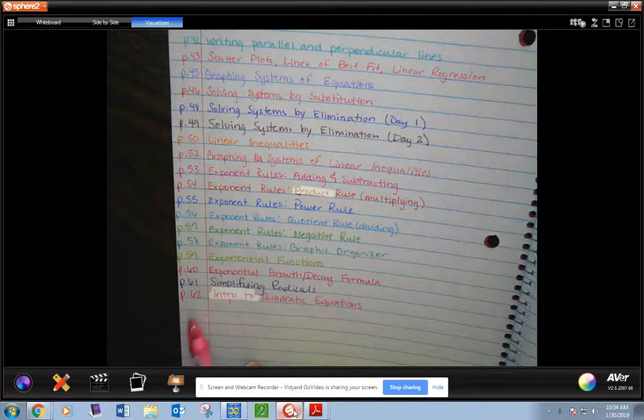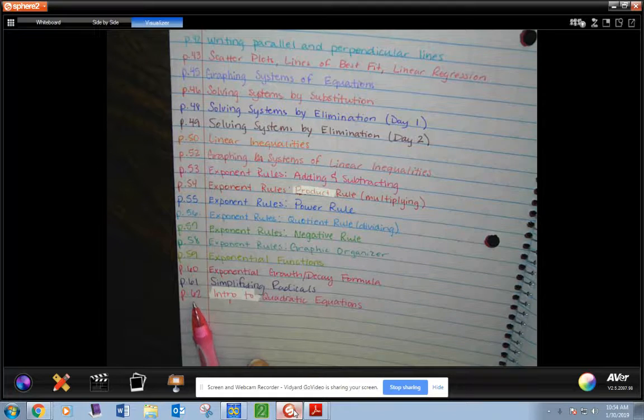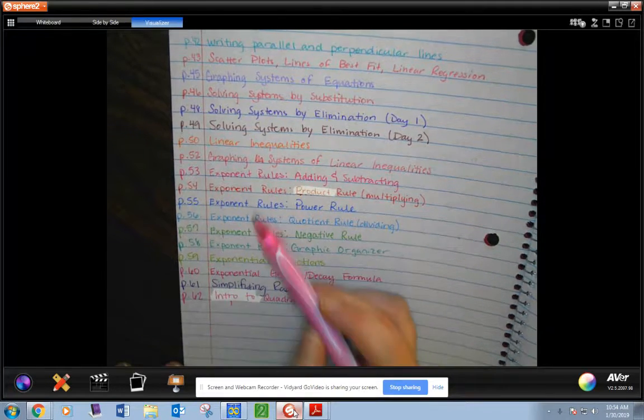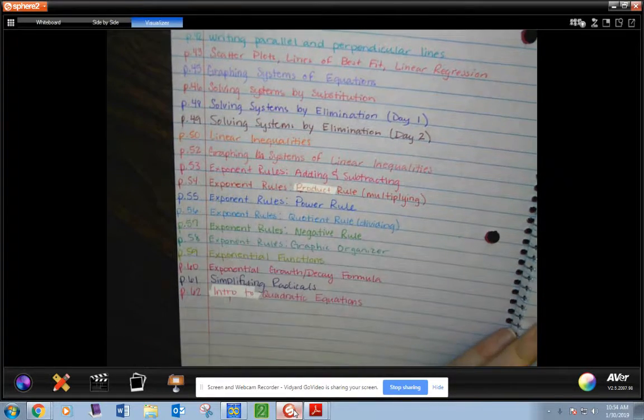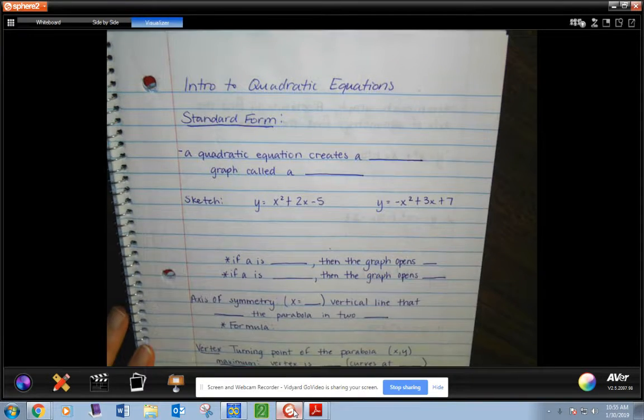Right, welcome back, guys. If you will, in your journal, on your table of contents, I need you to put whatever page you're on, and we're going to talk about the intro to quadratic equations. So now we're done with exponential, and we're going to move into quadratic. Okay, once you have your table of contents filled out, go ahead, flip on over, and here's some information for you.